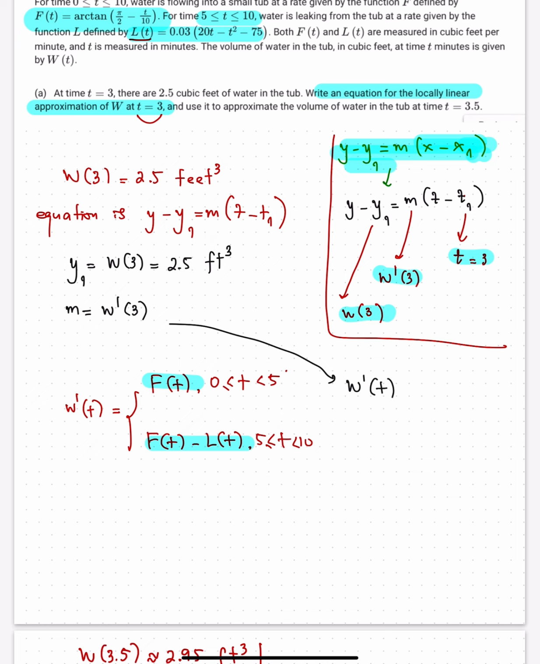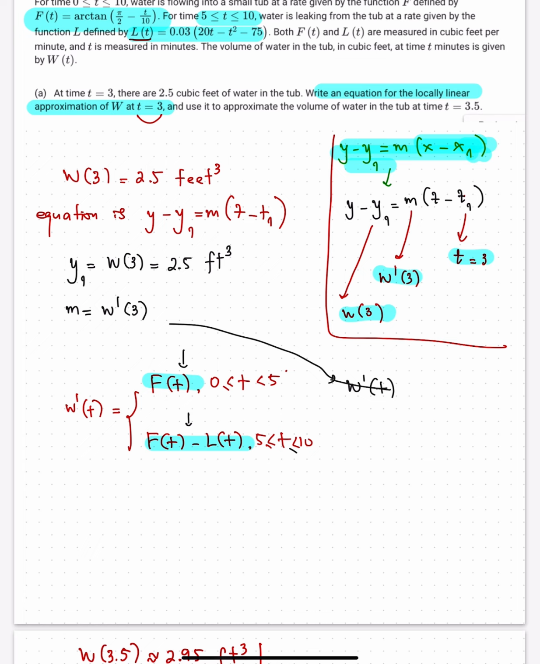So that means if the value of t is greater than 0 but less than 5, we have to choose f of t. But if the value of t is greater than 5 but less than or equal to 10, we have to choose this. So we want to know the value of W prime of 3, which means we have to choose f of t in this case.